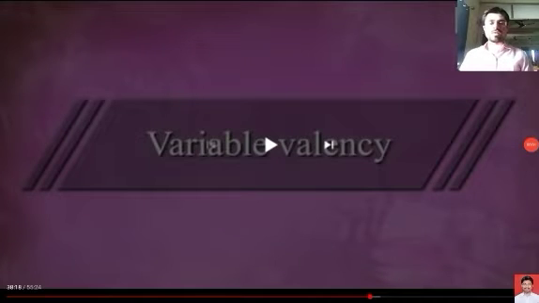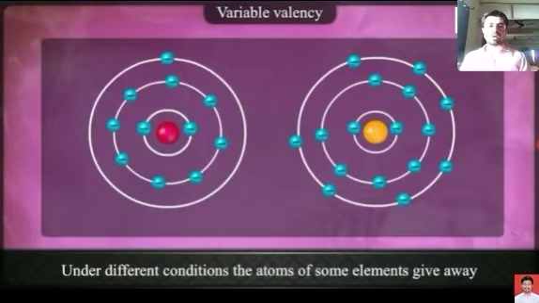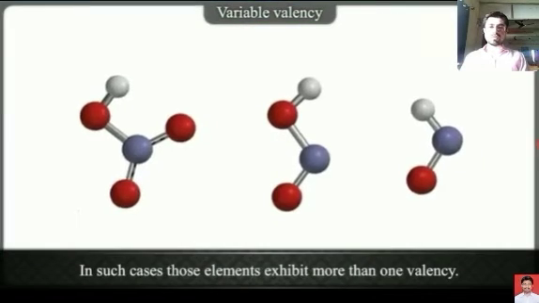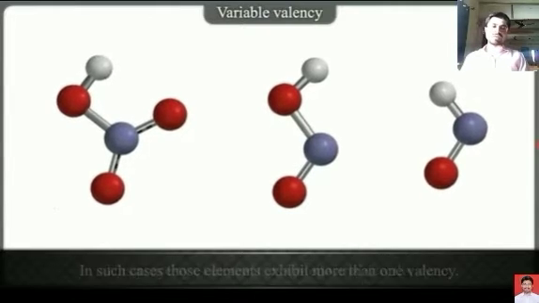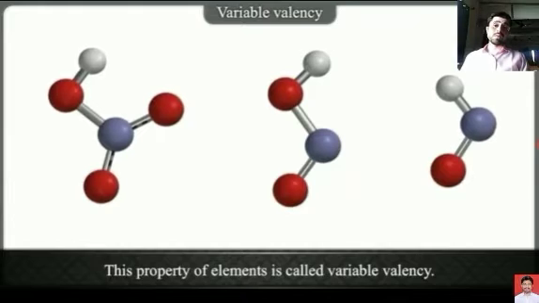In the previous lecture, we have seen the concept of valency. Now we are going to see our next point, that is variable valency. As we all know, under different conditions, the atoms of some elements give away or take up different numbers of electrons. In such cases, those elements exhibit more than one valency. This property of an element is called variable valency.